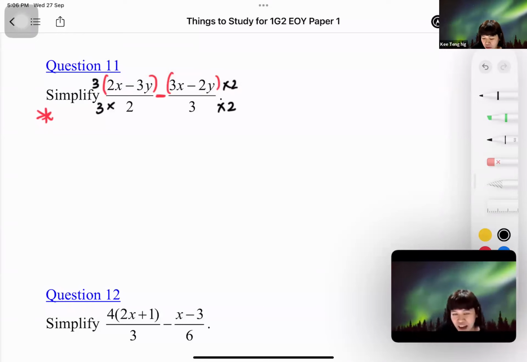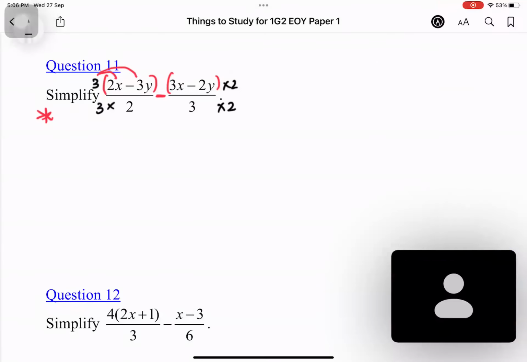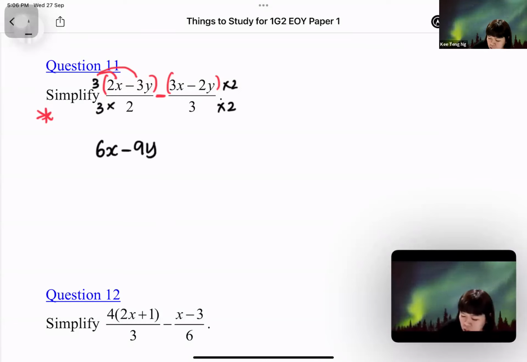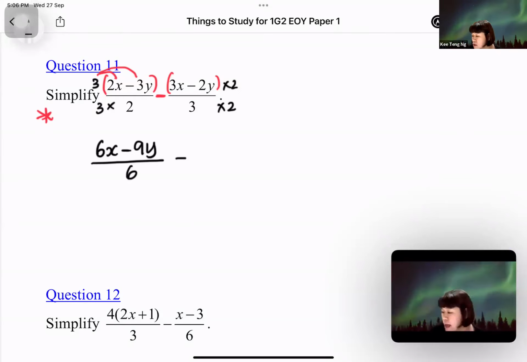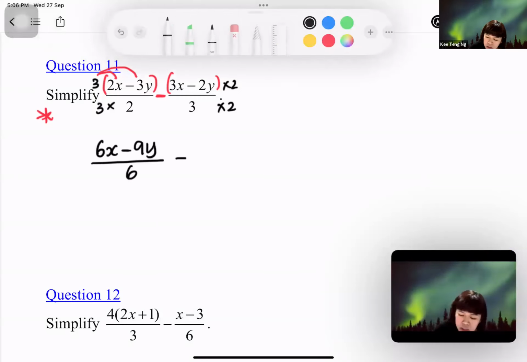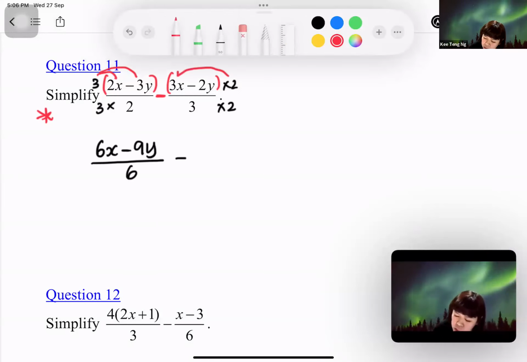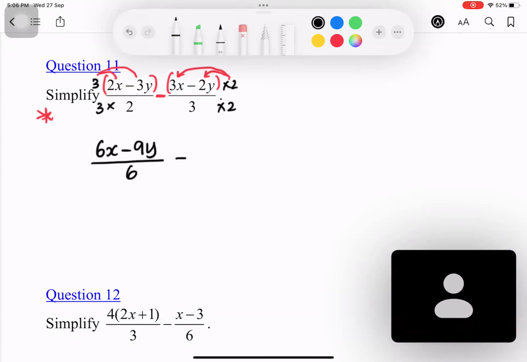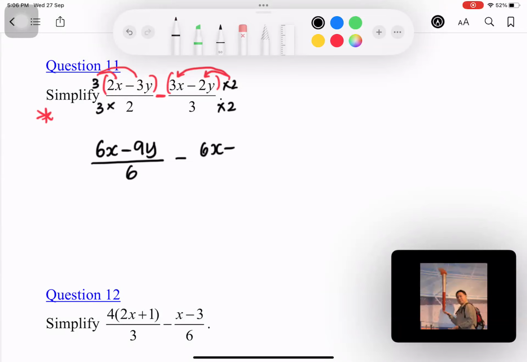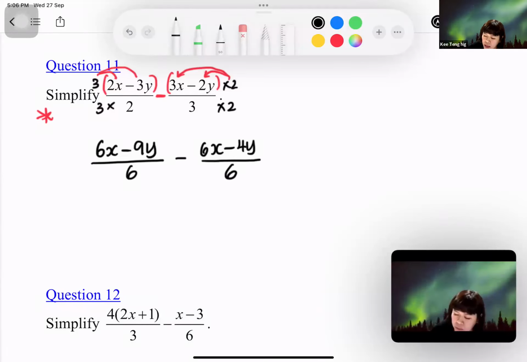Then ask Elvina. Elvina, how to expand out the numerator over here? This one times this, what do you get? 6x minus 9y. Correct. Thank you. 6x minus 9y over the denominator now is 6. Then next person, Aiman, can you expand the next one for me? 2 times this, 2 times this. What do you get? 6x minus 4y. Correct. Divide by 6. Yes, correct.